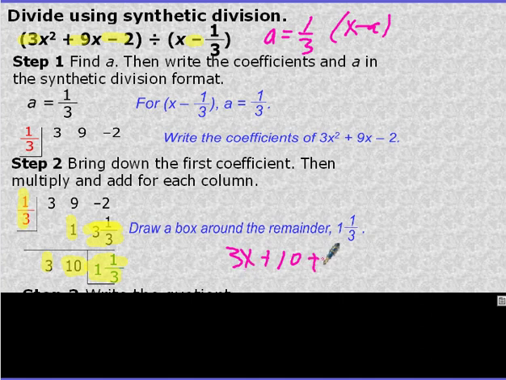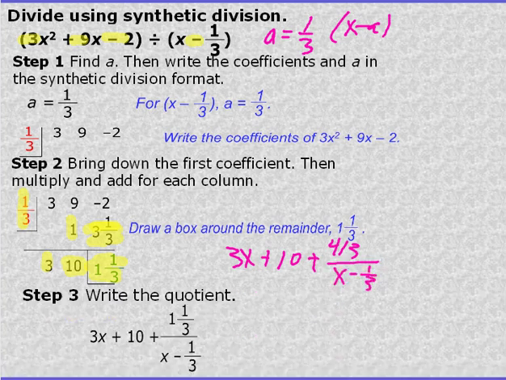So 1 1/3, which is going to be just 4/3 over x minus 1/3. And that's your answer. So if you can remember the procedure, it makes division of polynomials fairly simple. But remember, it has to be by a linear binomial. All right, let's try another one.